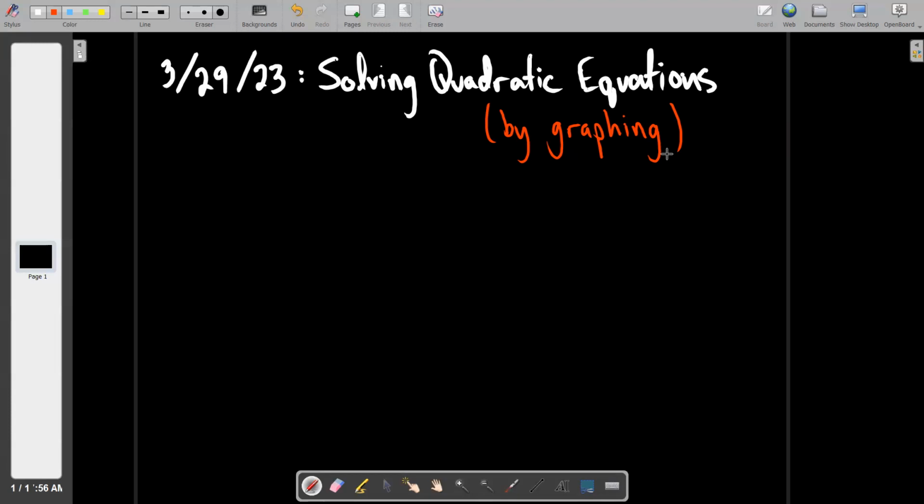I know that we're solving by graphing, but I wanted to start the lesson by actually solving a quadratic by hand, just the way we've been doing, so that you can see the connection between what we know how to do and what we're going to learn how to do. This should be a complete warm-up. If I put x squared minus x minus 30 equals 0.